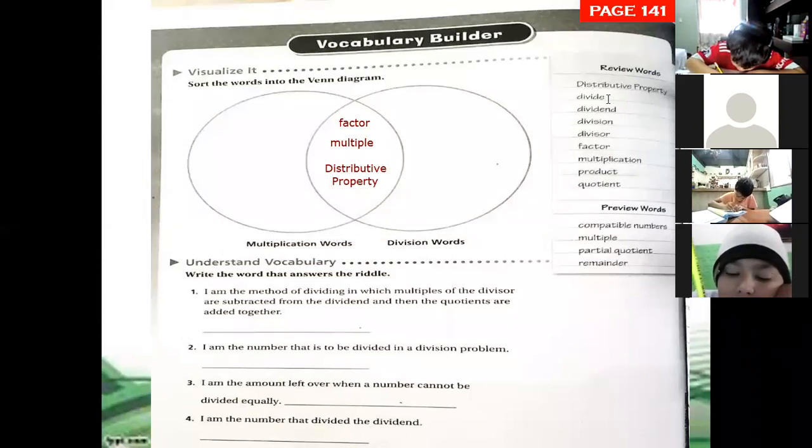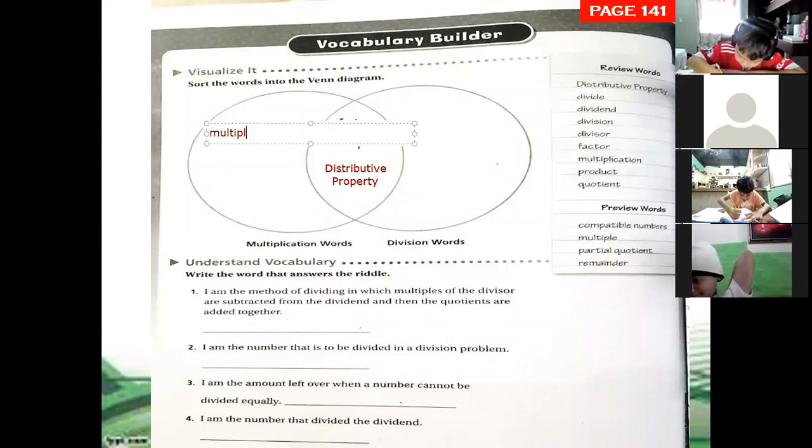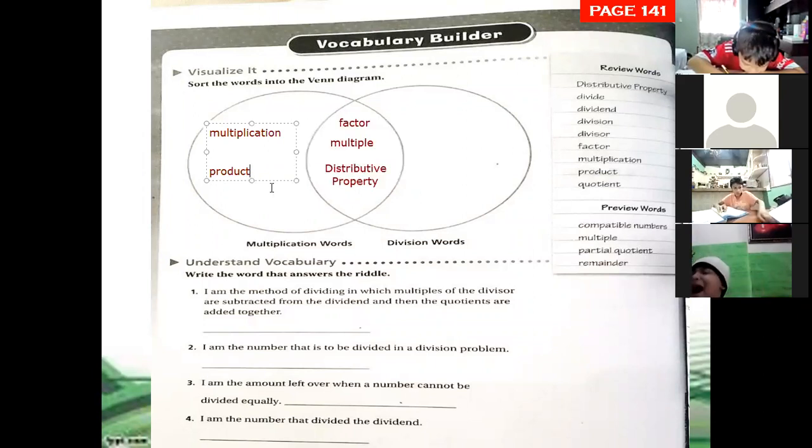Now, words that have to do only with multiplication. Only with multiplication, multiplication indeed, multiplication. And the next word that has to do just with multiplication is product. Because in division, the product has another name. The product has the name multiple in division.